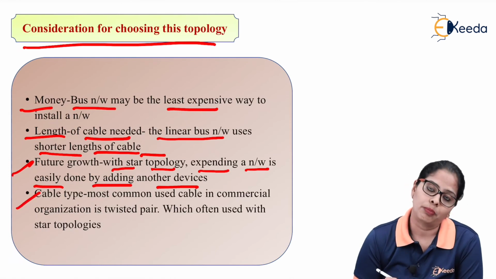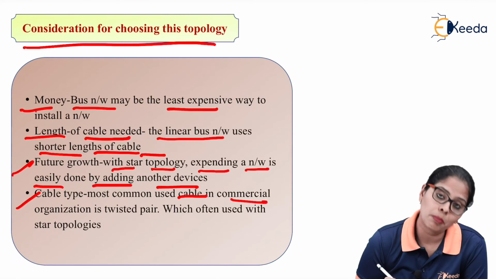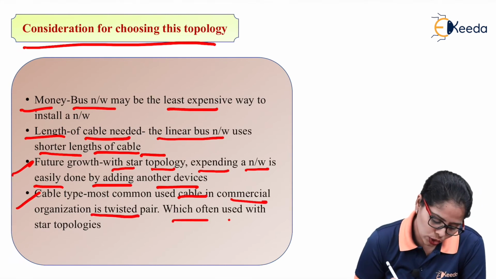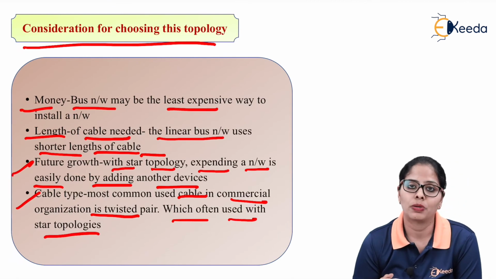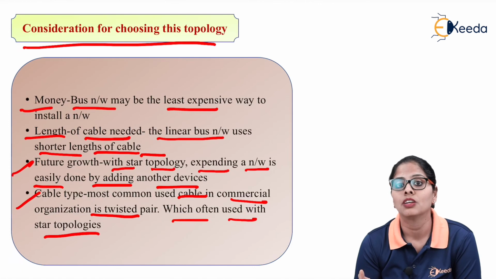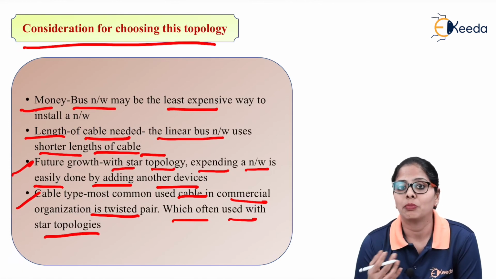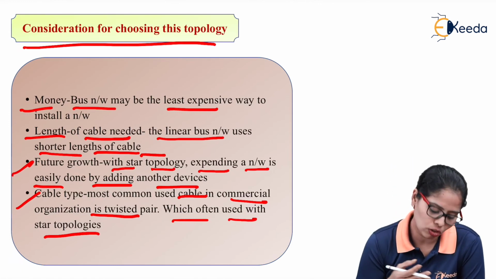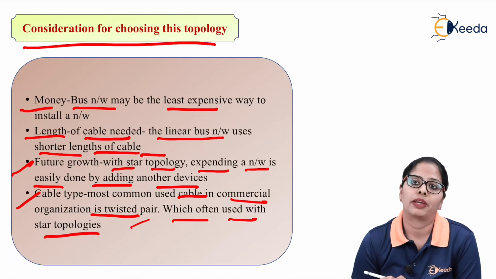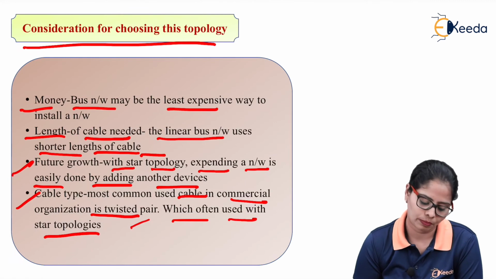Cable type: the most common cable used in commercial organizations is twisted pair, which is often used in the star topology. If you compare with optical fiber communication, for that you need optical fiber, which is more expensive. But when you go for the star topology, you can connect with the help of twisted pair, which is less costly.